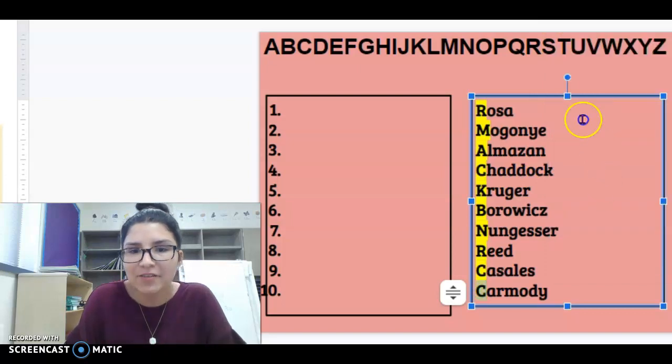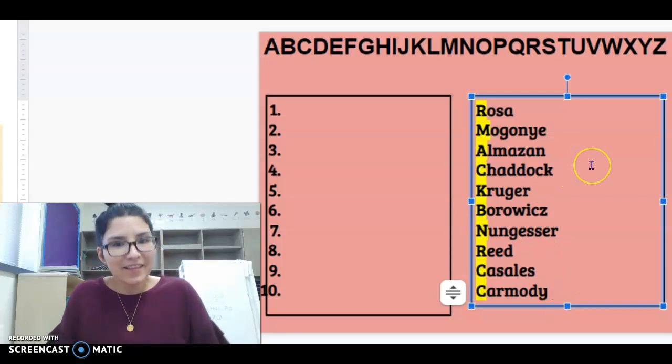Okay, let's now go over the names. We have Rosa, Magoni, Almazan, Chaddock, Kruger, Borowitz, Nungesser, Reed, Casales, Carmody.